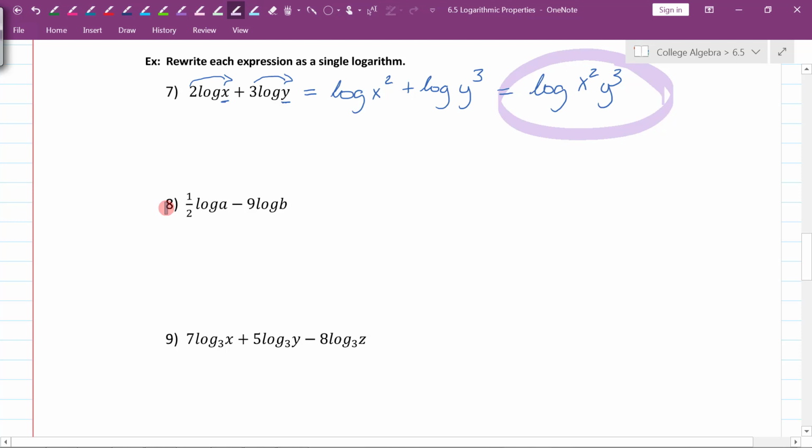After watching that one, why don't you pause the video and try number 8 on your own, recognizing that we have a subtraction, so that's going to be division. Push play when you're done solving it to see if you got the right answer.